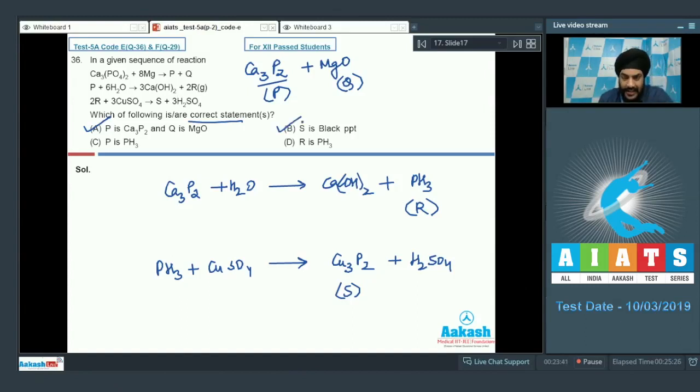If we talk about statement C now, which says that P is phosphine, this is incorrect, students. We had already seen before that P was calcium phosphide. And if you look at option D now, R is PH3. This statement is correct, students. R is PH3 gas. So students, for question number 36, we have to select the correct answer as option A, option B, and option D. Let us start with the next section.